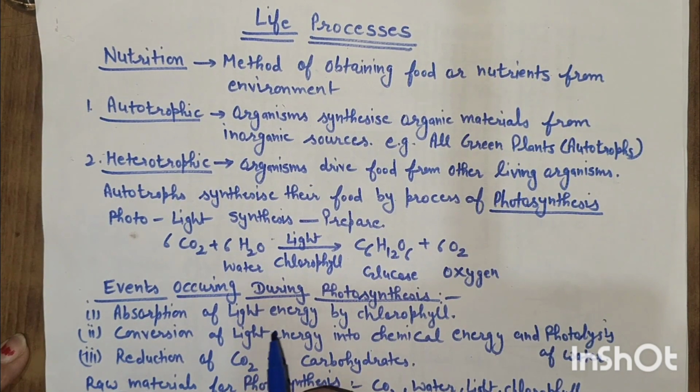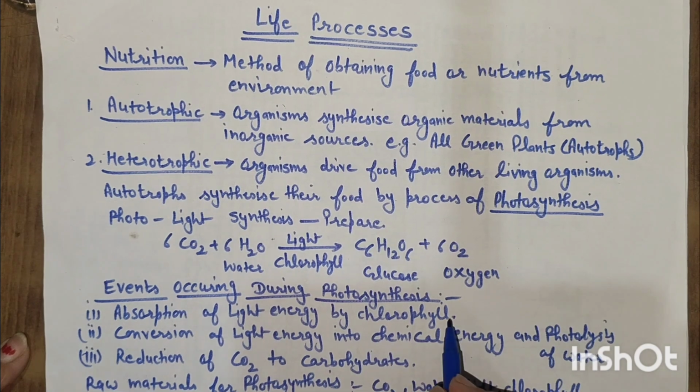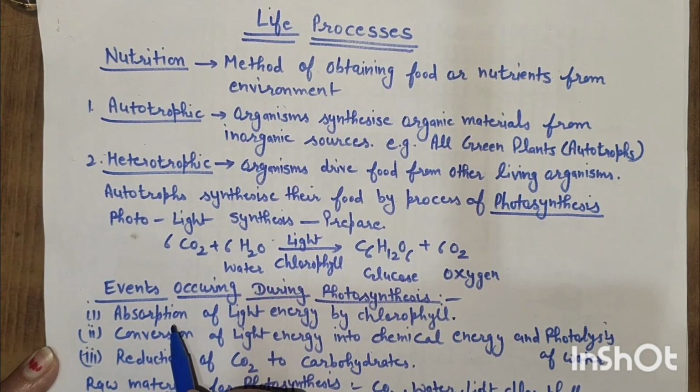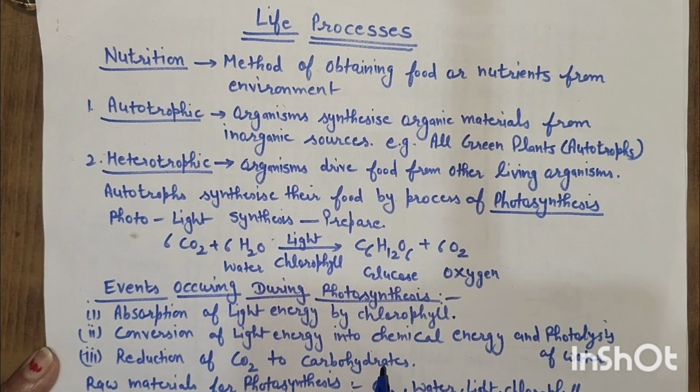During photosynthesis, various events occur. First is the absorption of light energy by chlorophyll. Chlorophyll is found in the organelle chloroplast, and it helps in the absorption of light energy. Second, conversion of light energy into chemical energy, and also photolysis of water, the breakdown of the water molecule to produce oxygen. Third is reduction of CO2 to carbohydrates. Here the carbon dioxide is reduced to carbohydrates.